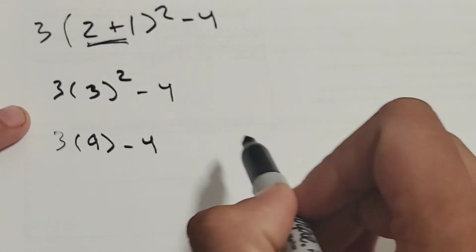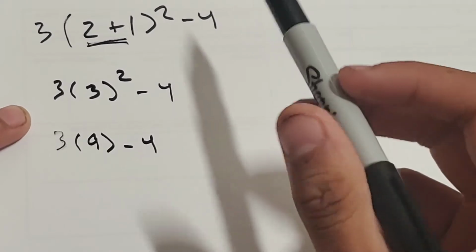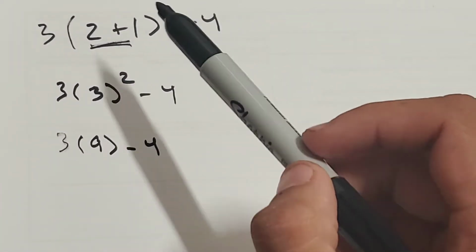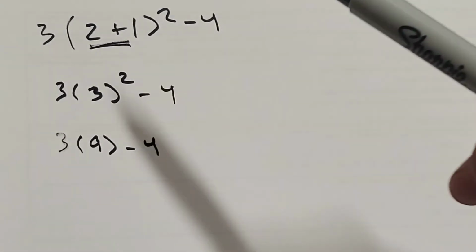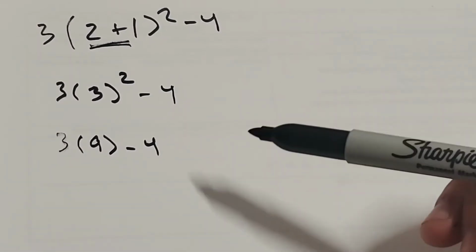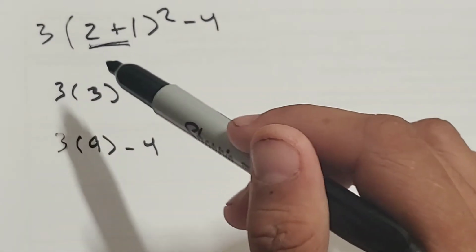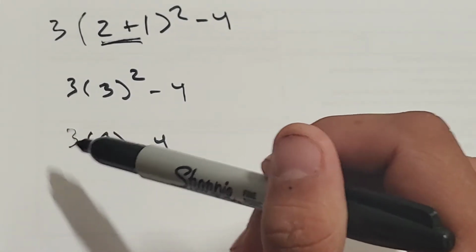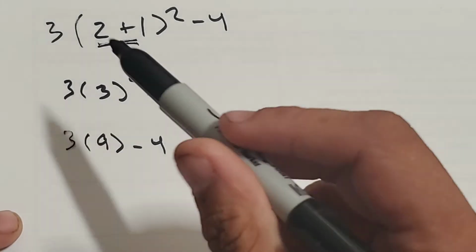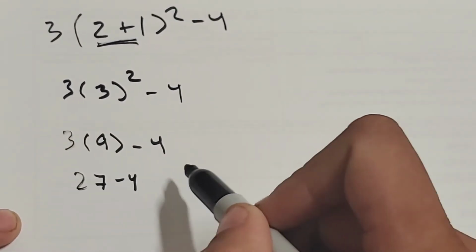We multiply before we add and subtract. This is where common mistakes happen, because they get the parentheses first and then the exponent, but then they subtract the 4 from the 9 first and then multiply. You can't do that. You always want to do the multiplication first, from left to right. So 27 minus 4, which is equal to 23.